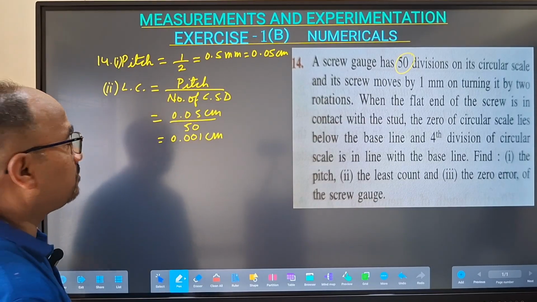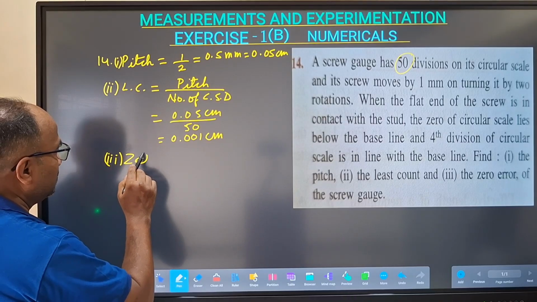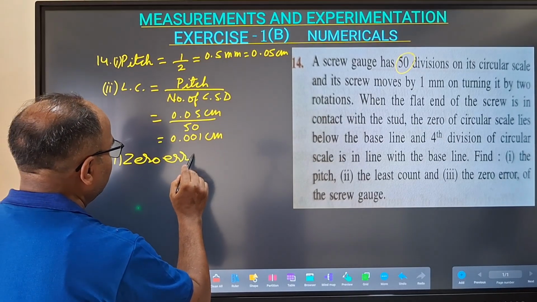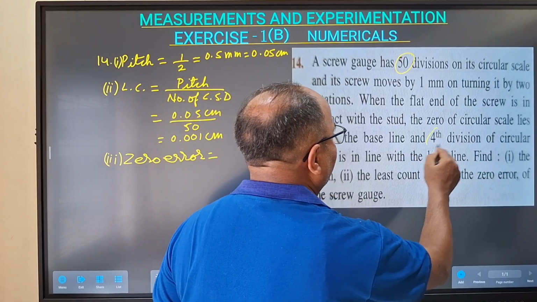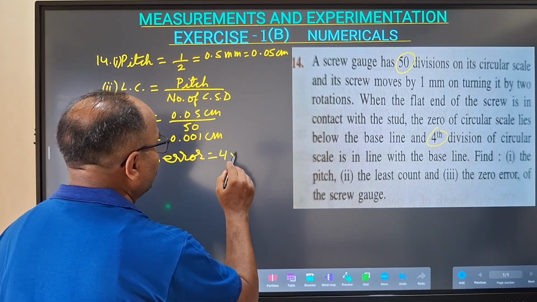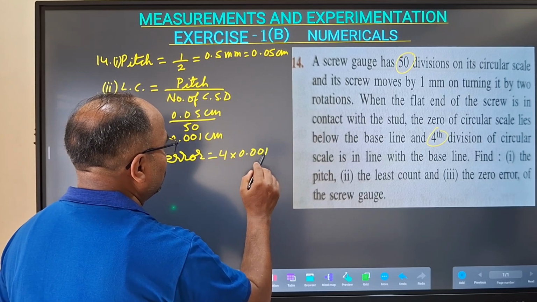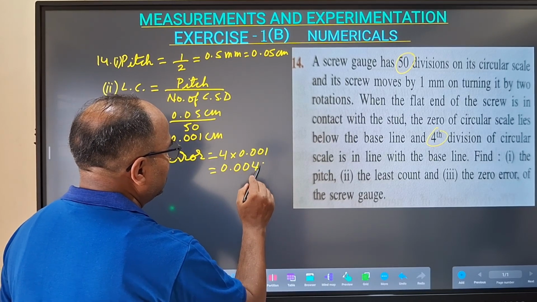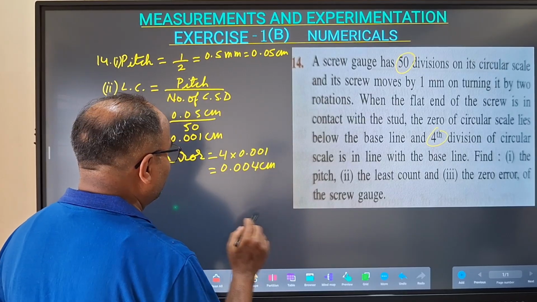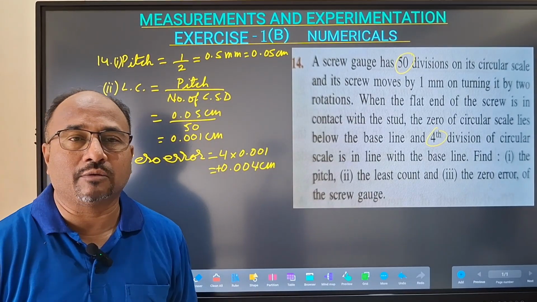Okay. Now the third part is the zero error. So zero error, the matching line is given to you here, fourth one. So that is why 4 multiplied with the least count, that is 0.001 centimeter. So 0.004 centimeter, and this was a positive zero error. So write a positive sign, and this finishes this sum.